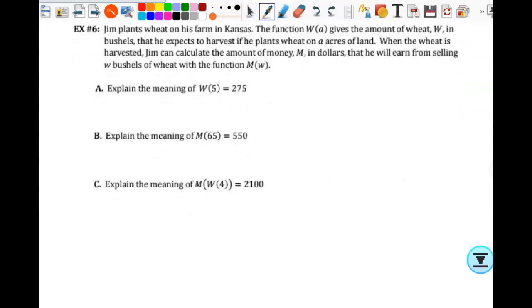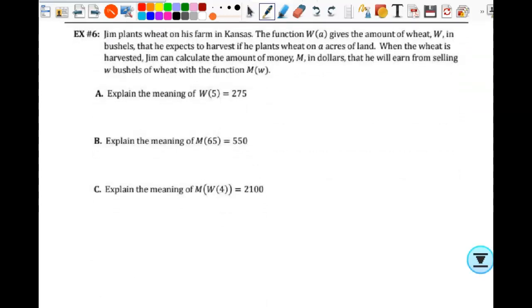Jim here plants wheat on his farm in Kansas. The function W of A gives the amount of wheat in bushels that he expects to harvest if he plants wheat on A acres of land. When the wheat is harvested, Jim can calculate the amount of money M in dollars that he will earn from selling W bushels of wheat with this function. Okay?